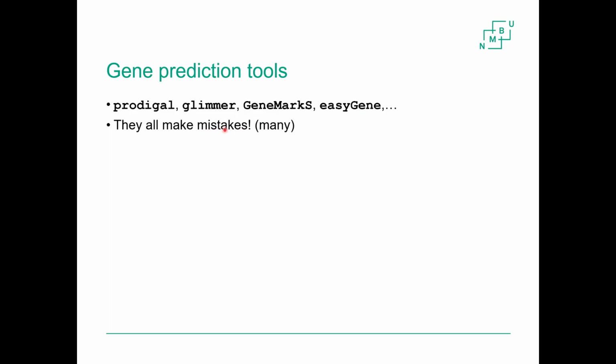The point is all of them make mistakes, right? And quite many actually, not necessarily as a big percentage of errors, but remember that we predict many genes, right? In a genome there are thousands of genes, and if you have like 10% error, 10% of thousands is still a big number, right?